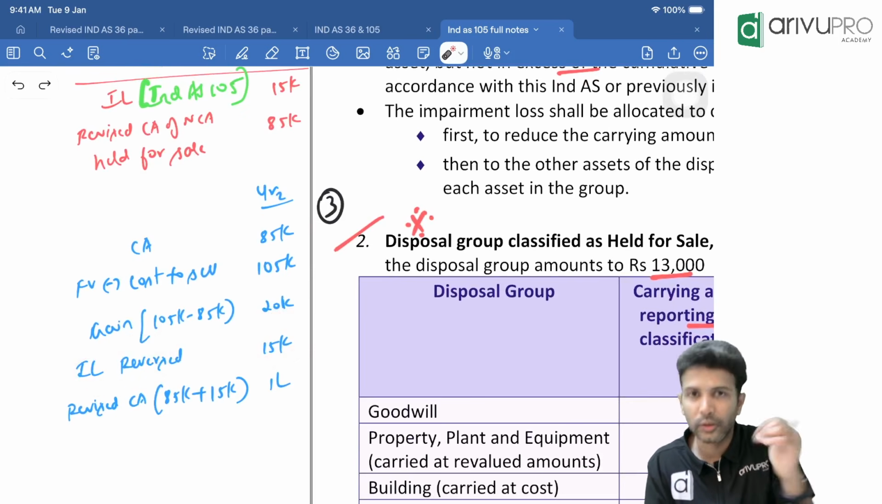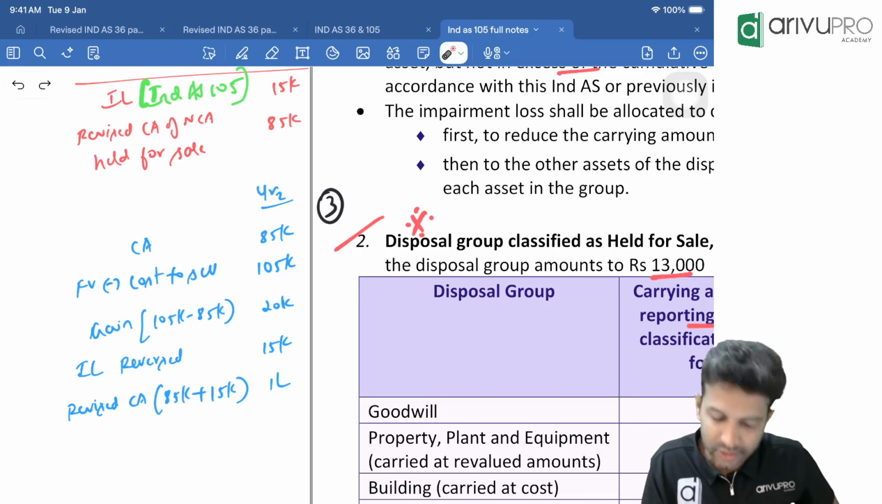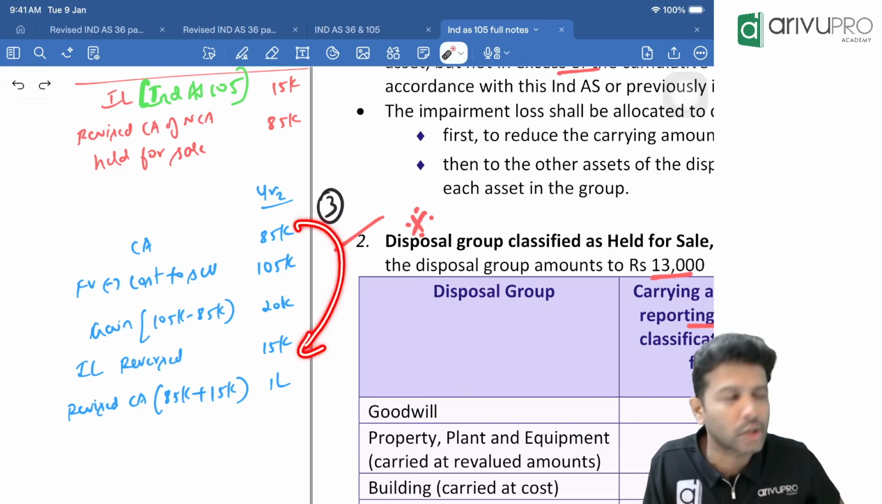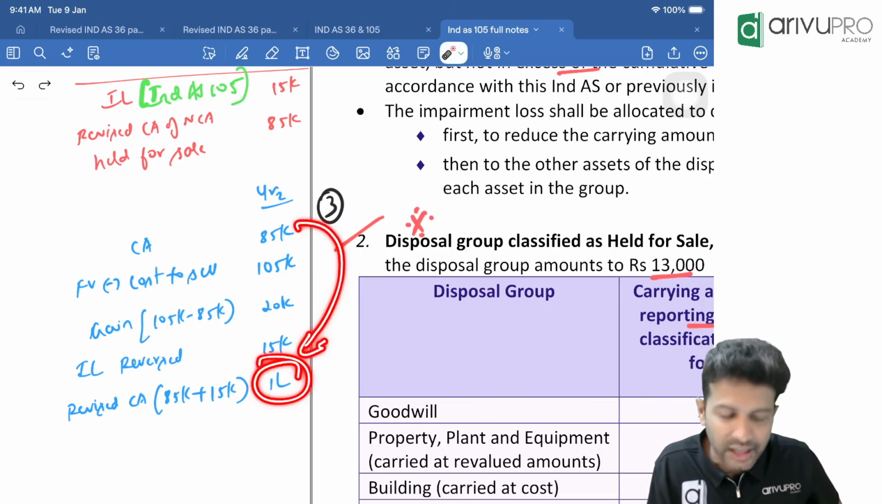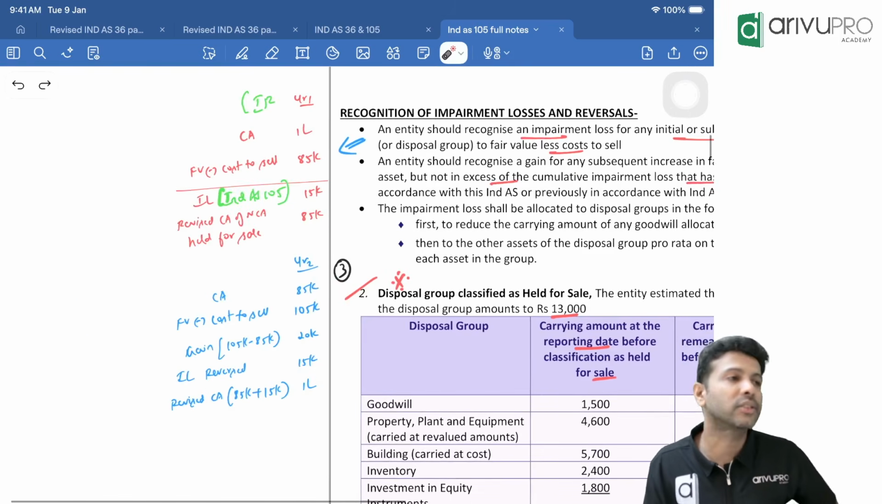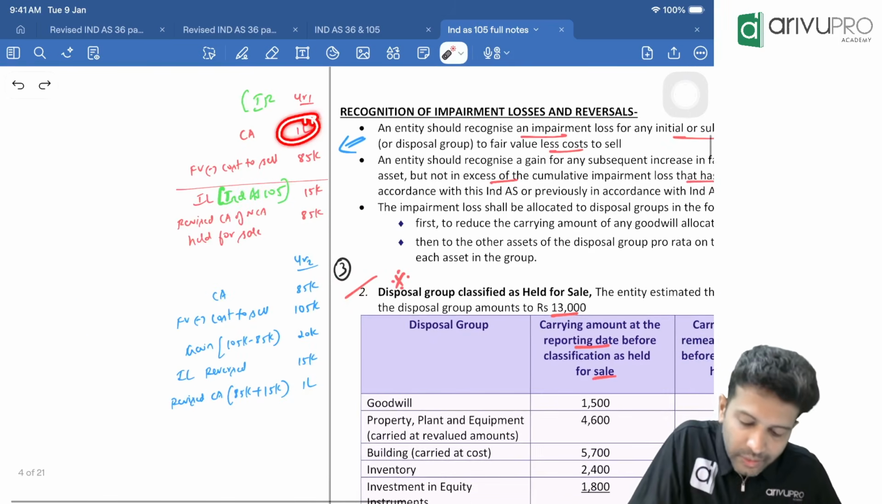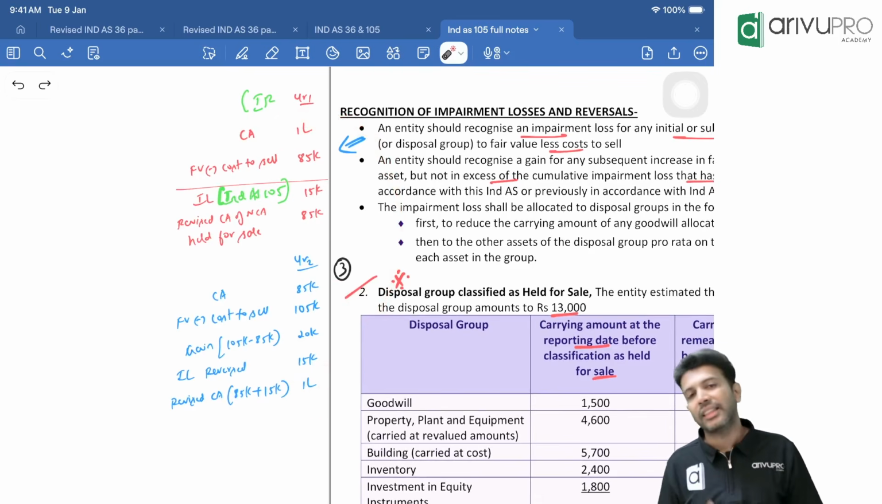We already know when you reverse impairment loss, carrying amount will increase. From 85,000, 15,000 impairment loss you have reversed means the revised carrying amount will become 1 lakh. That's all this is, the fundamental. So that means the initial 1 lakh will be restored back.